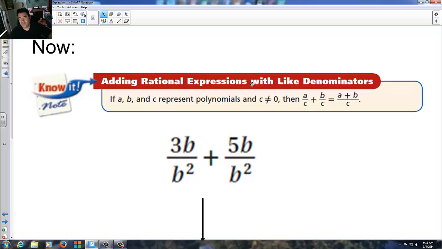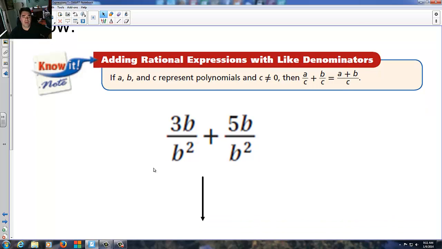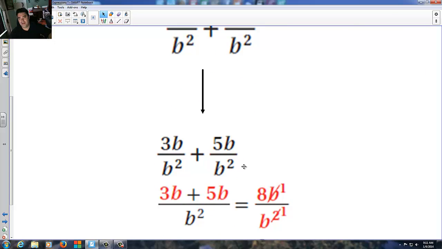Now, adding rational expressions with like denominators. If a, b, c represent polynomials and c does not equal 0, then a over c plus b over c equals a plus b over c. Basically the same thing I just said. Here, you're dividing 3b and 5b, and you're dividing them by b squared for both, so you're just going to add them together. So 3b plus 5b is going to be 8b all over b squared.